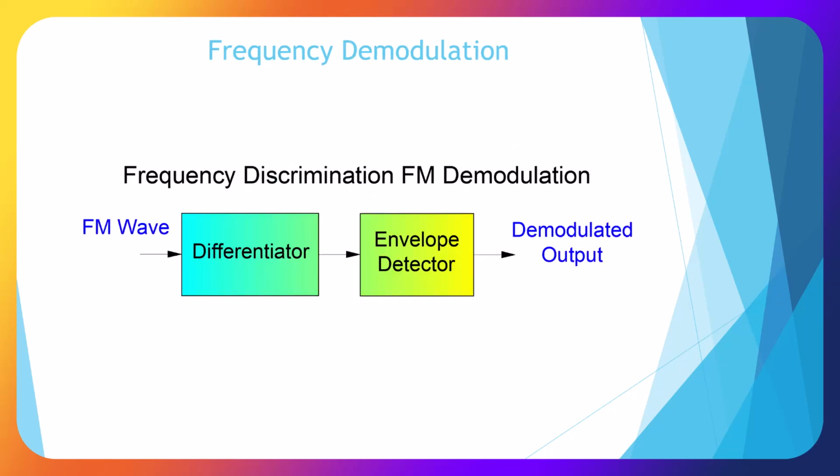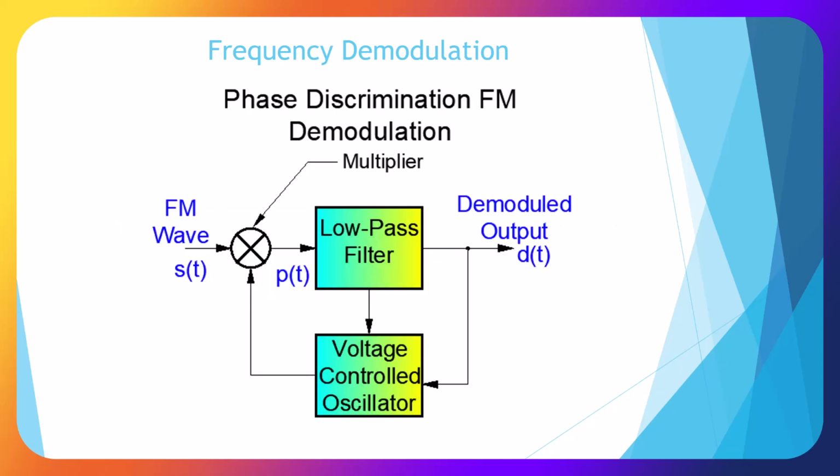Okay, here's a block diagram of demodulation for FM. We have the FM wave, which goes through a differentiator and an envelope detector, and we get a demodulated output with the original audio. Here's phase discrimination FM demodulation. We have our FM wave, and it goes through a multiplier and a low pass filter, gets fed back through another VCO, voltage controlled oscillator, and fed back to our multiplier, and we get a demodulated output.